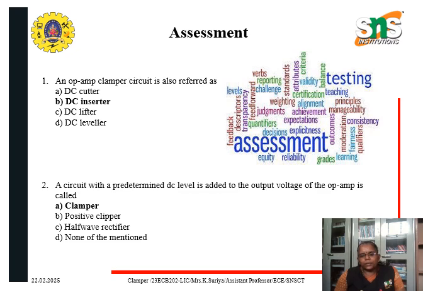A circuit with a predetermined DC level added to the output voltage of the op-amp is called: the options are clamper, positive clipper, half-wave rectifier and none of them mentioned. Yes, the answer is clamper.